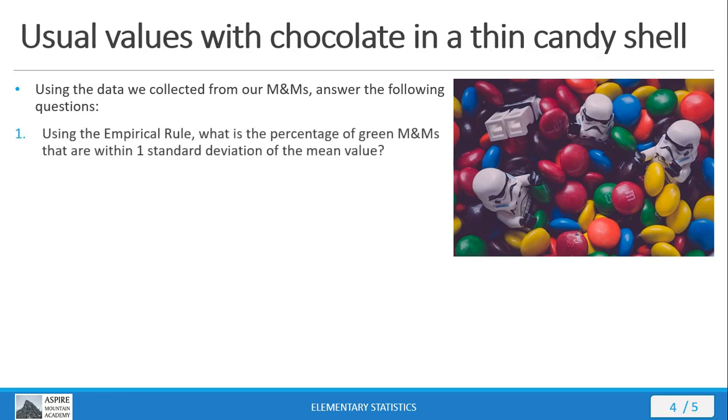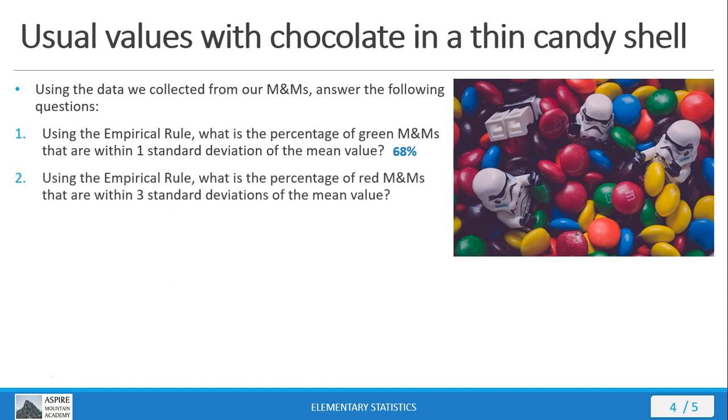Okay, here's our first question. Using the empirical rule, what is the percentage of green M&Ms that are within 1 standard deviation of the mean value? You don't need StatCrunch for this, just a good memory of the empirical rule. So, what say you? I'll give you a few seconds. Well, I hope you said 68%. You really need to memorize the percentages in the empirical rule because it makes answering questions like this, which you could see again, really easy.